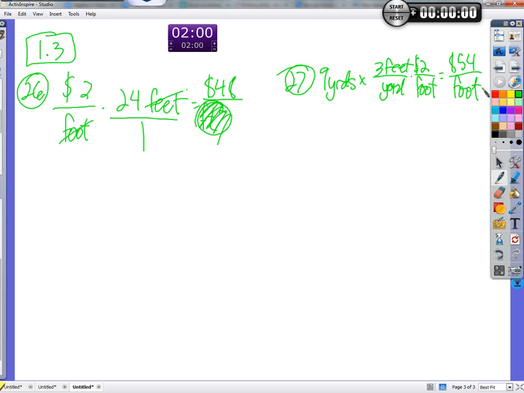We are converting stuff. These are all conversion ratios. When we multiply 9 yards by 3 feet per yard, what are we doing? Multiplying. We are multiplying. And when we get that 9 yards times 3 feet, what have we just found out? What's a yard? 3 feet.